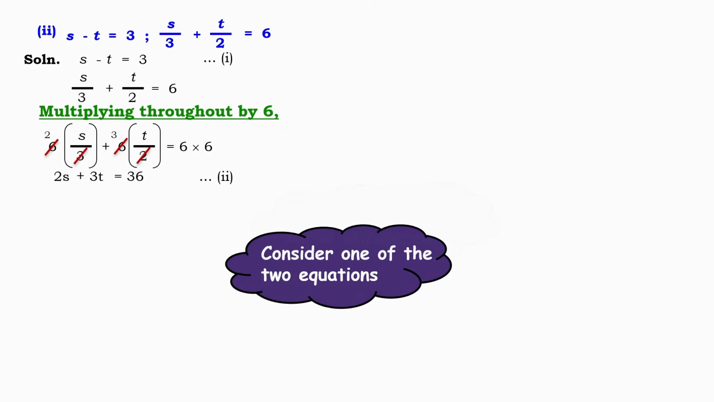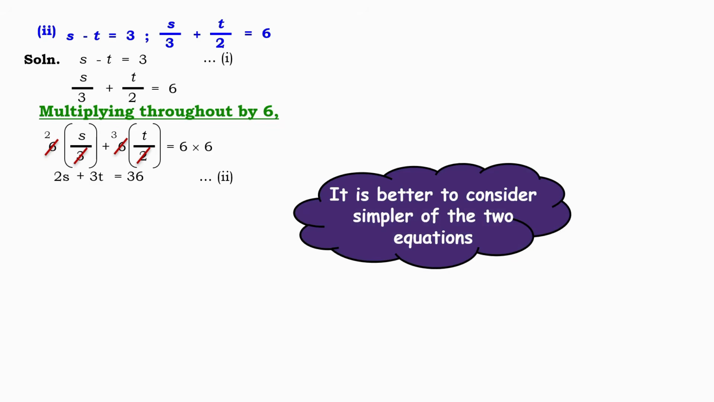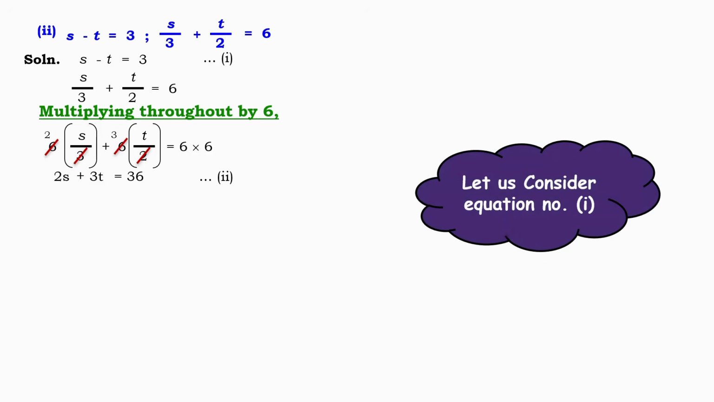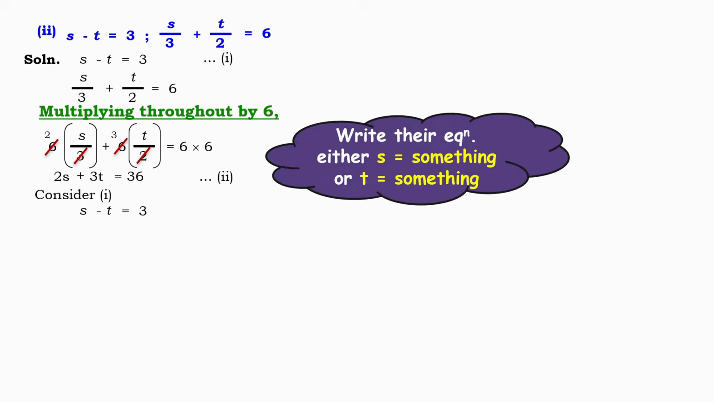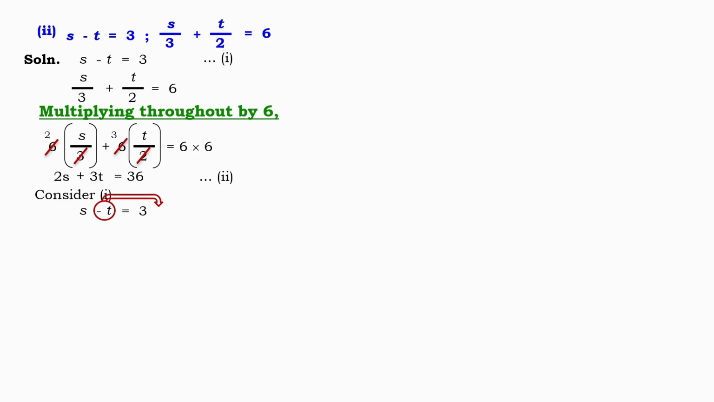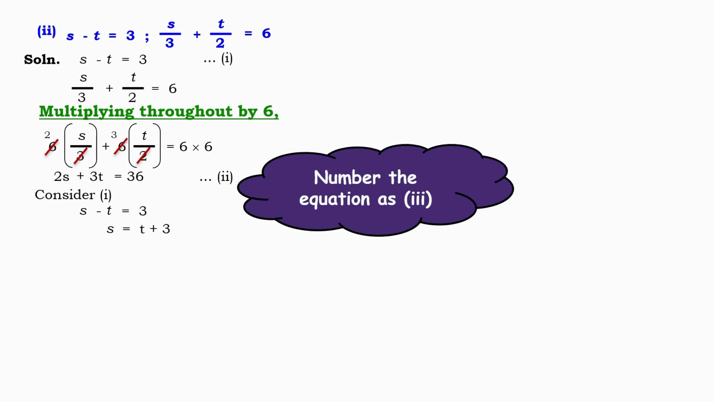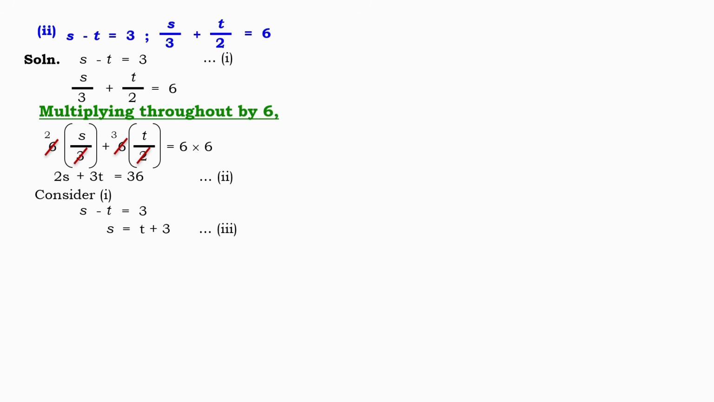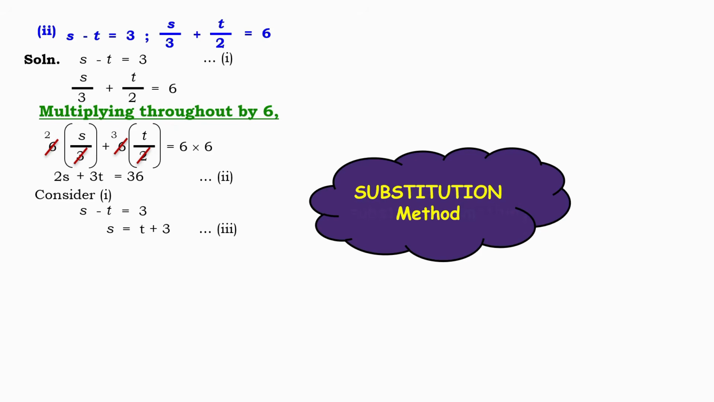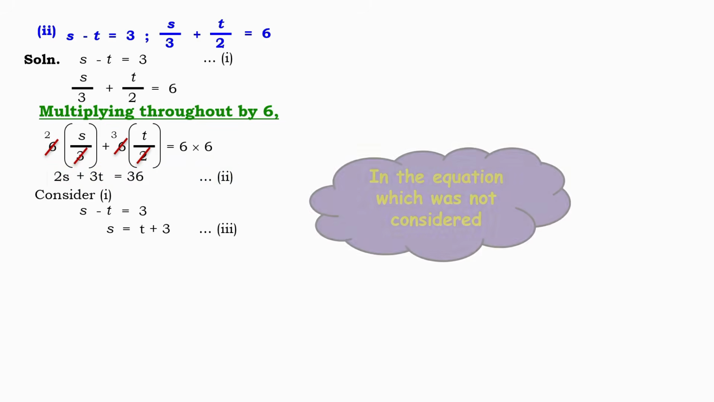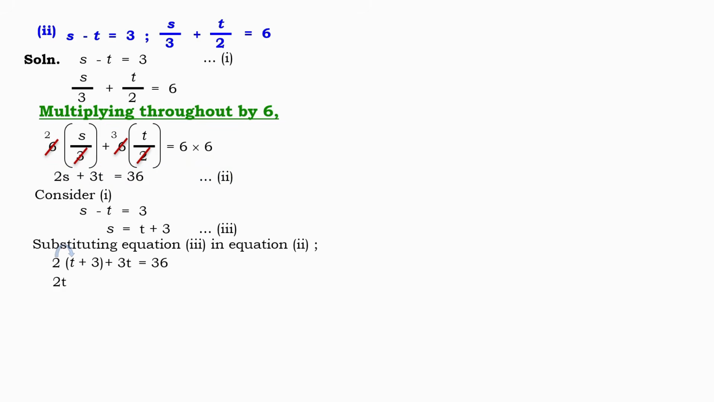Now let us apply the substitution method. From equation 1, s minus t equals 3. We express s in terms of t. So we get s equals t plus 3. Let us call this equation 3. Now substitute this value of s into equation 2. Equation 2 is 2s plus 3t equals 36. Replacing s with t plus 3, we get 2 times (t plus 3) plus 3t equals 36. This becomes 2t plus 6 plus 3t equals 36.